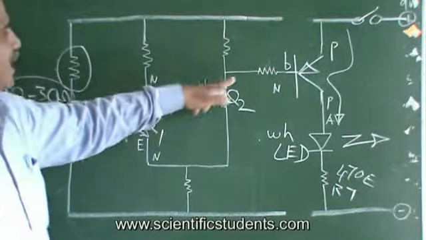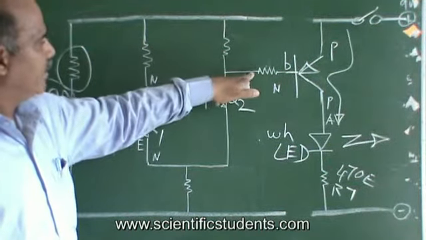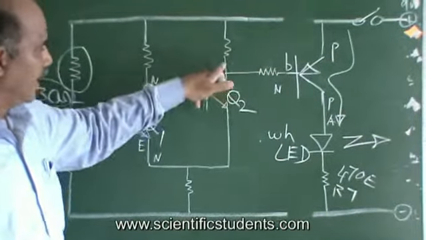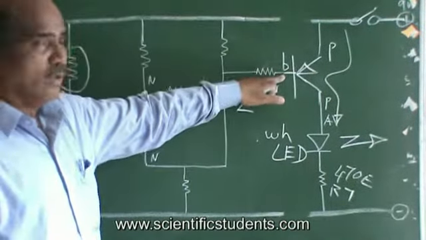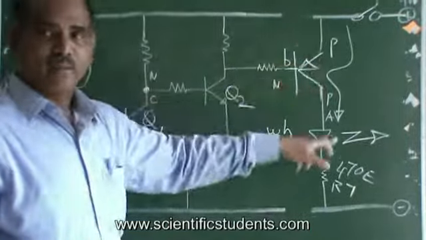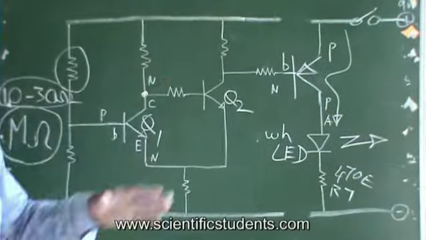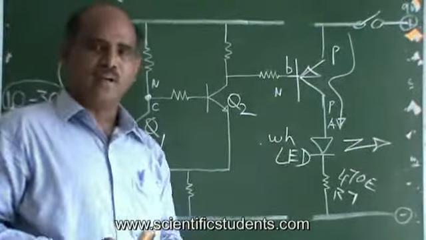When this is on, automatically whatever positive voltage you have here through this resistance to this transistor is killed. Automatically it is at low. When it is at low, it is conducting because PNP is reverse. When it is conducting, the LED is glowing.